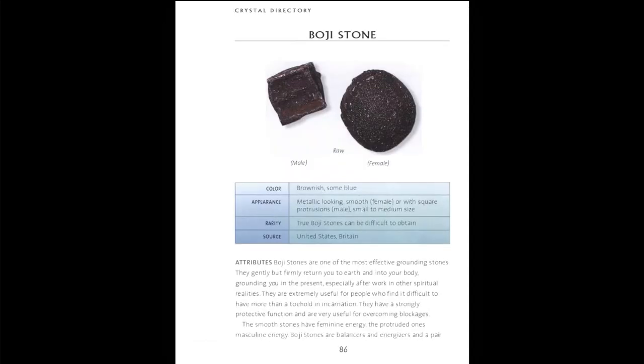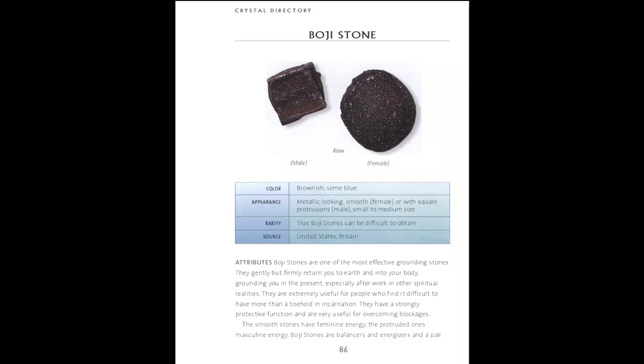Boji stone. Brownish, some blue, metallic looking; smooth, female, or with square protrusions, male; small to medium. True Boji stones can be difficult to obtain: United States and Britain. Boji stones are one of the most effective grounding stones. They gently but firmly return you to earth and into your body, grounding you in the present, especially after work in other spiritual realities.